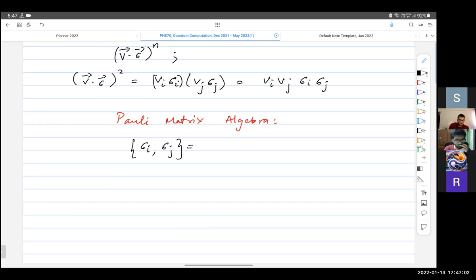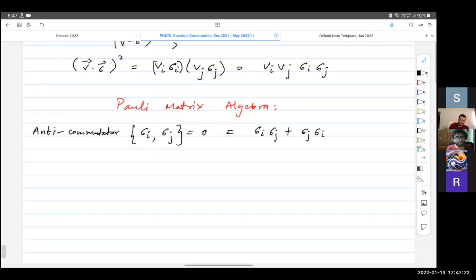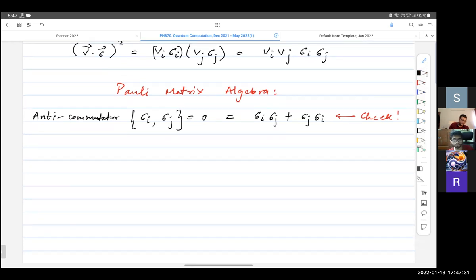Sigma i, sigma j is equal to zero. So what is the meaning of these curly brackets? These curly brackets denote what is called the anti-commutator. Again, you should check this. It's easy to check, but you should still do it.